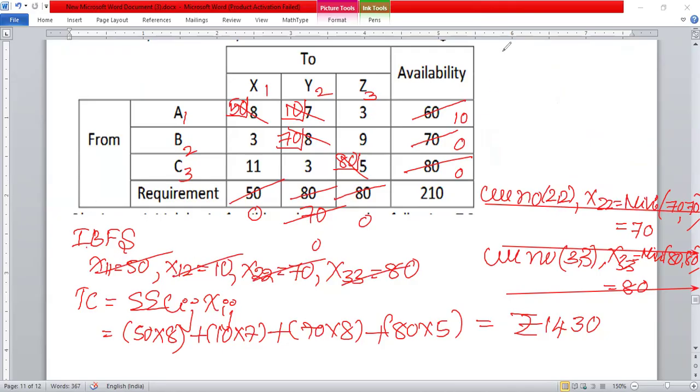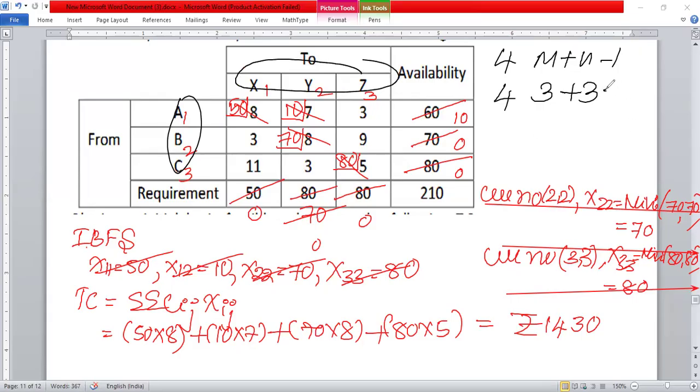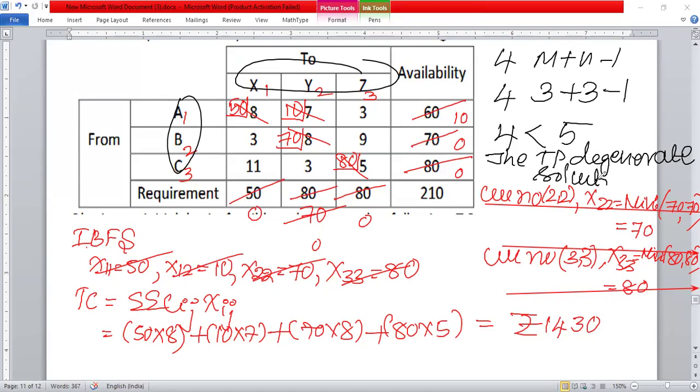So 4 allocations; compare with m plus n minus 1. Here m is 3 and n is also 3. So 3 plus 3 is 6, 6 minus 1 is 5. So definitely 4 is less than 5. So the TP is a degenerate solution.